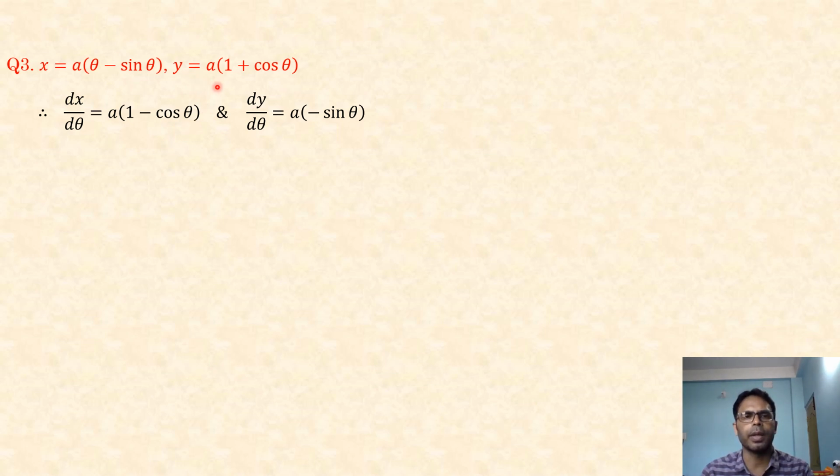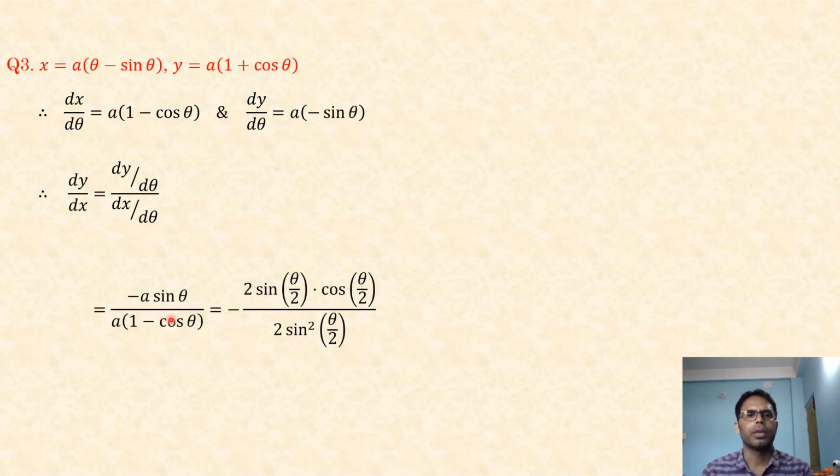And for the second one, dy/d theta: a constant remaining same, 1 derivative is 0, then cos theta derivative is minus sin theta. Simple. So ultimately dy/dx is equal to dy/d theta divided by dx/d theta. That is equal to minus a sin theta divided by a into 1 minus cos theta. So a is cancelled, minus will be there, and this can be further simplified.